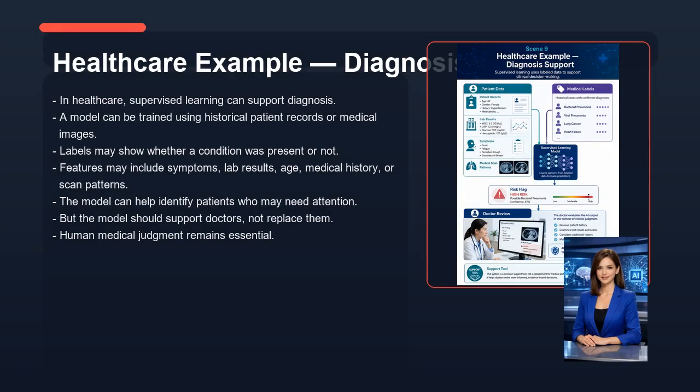Now let's look at a healthcare example, diagnosis support. In healthcare, supervised learning can support diagnosis. A model can be trained using historical patient records or medical images. Labels may show whether a condition was present or not.